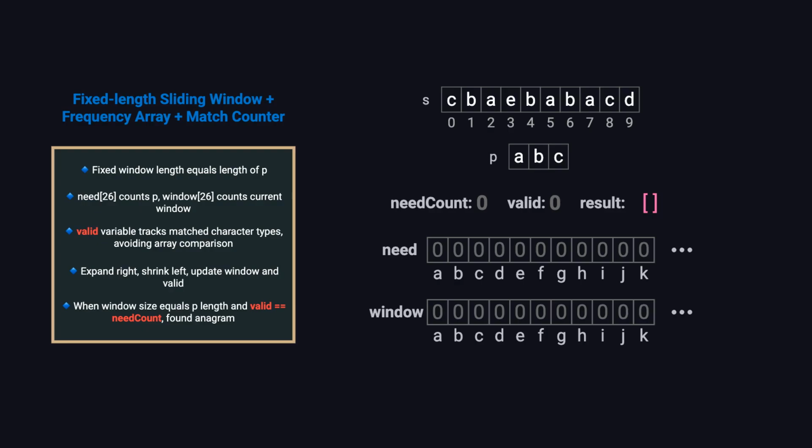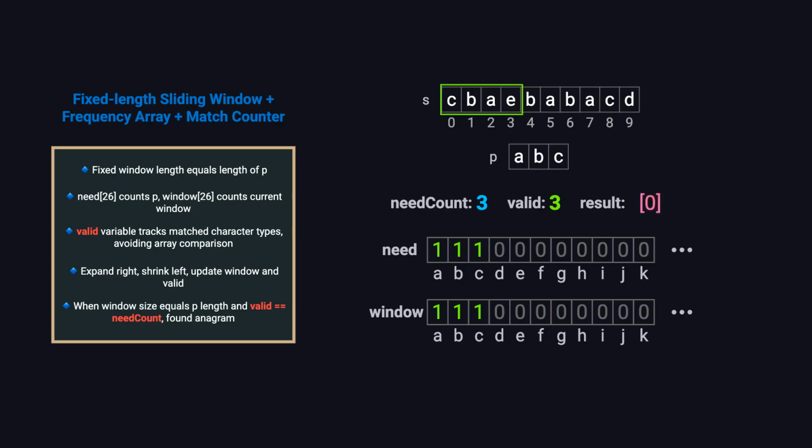Let's walk through the first example. First, we build the need array. Characters A, B, and C each appear once, so we need to match three character types. The right pointer starts at index 0. We read C. The count of C in the window becomes 1, which matches need, so valid increases to 1. We read B. Its frequency also matches, so valid becomes 2. We read A. That matches as well, so valid becomes 3. Now the window length is 3 and valid is 3. We found the first anagram, so we record index 0.